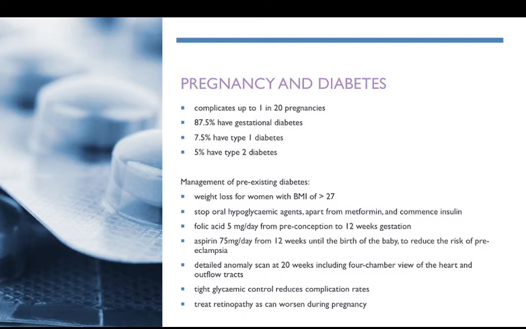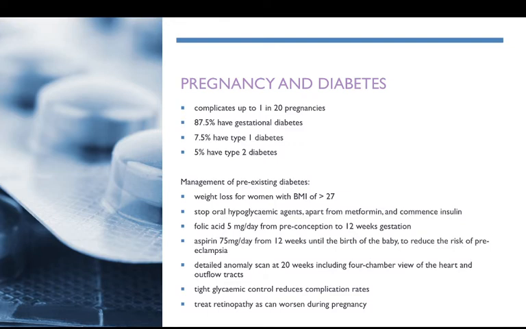So, management of pre-existing diabetes. The first important thing is weight loss for women with a BMI of over 27, because that will improve their fertility if they're planning to get pregnant, so it increases their likelihood of becoming pregnant. If they're on any oral hypoglycemic agents, they all need to be stopped apart from metformin. And if their blood sugar is not well controlled on just metformin, then they're started on insulin rather than any other oral hypoglycemics.